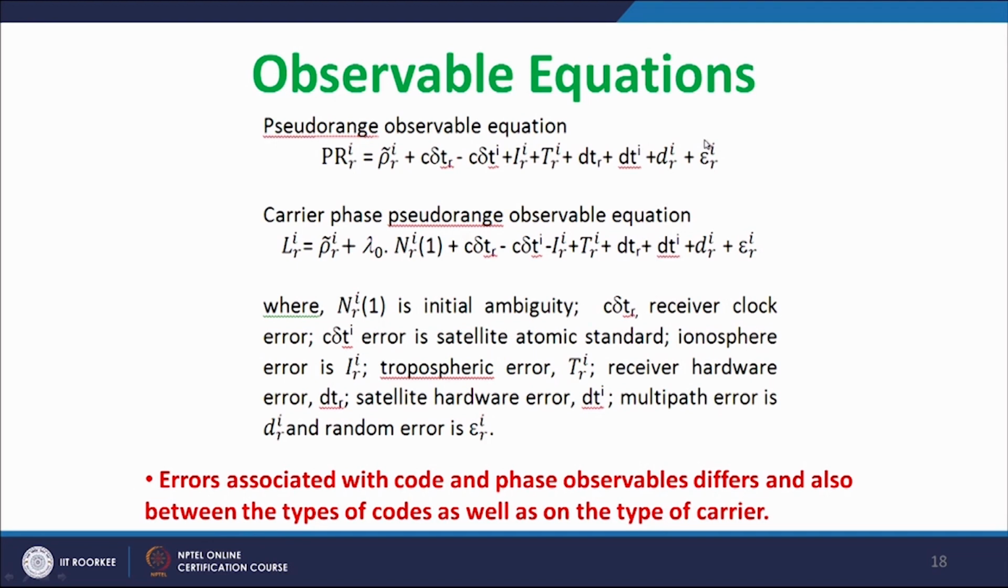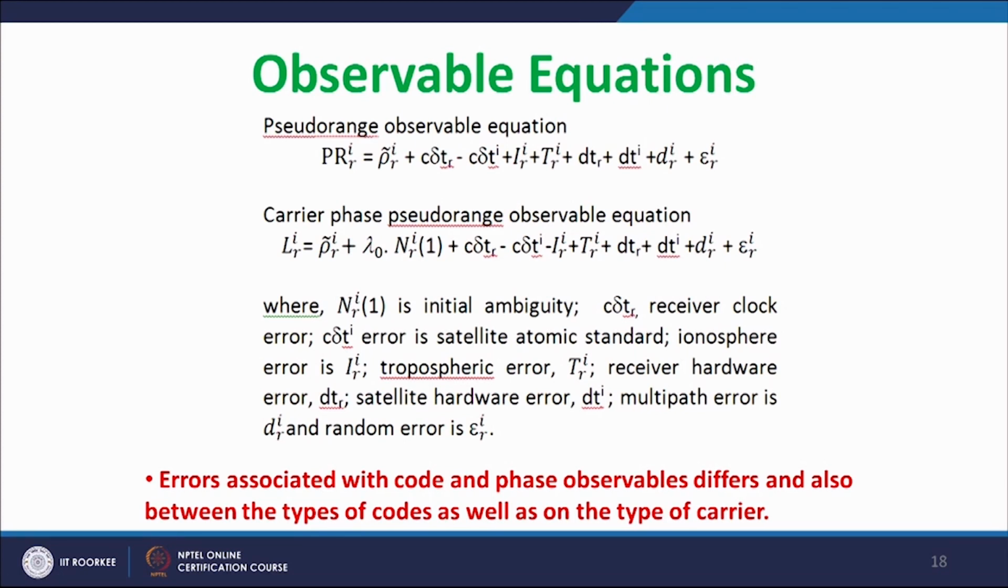So the pseudo range which we get from GPS observation consists of many errors, and the geometric range is the actual thing we want to find out. Similarly for the carrier phase observable, there is the geometric range, the integer ambiguity, the receiver clock error, the satellite clock error, the ionospheric error, tropospheric error, receiver hardware error, satellite hardware error, multipath error, and random error. However, though the symbols are the same, the amount of errors will be different.